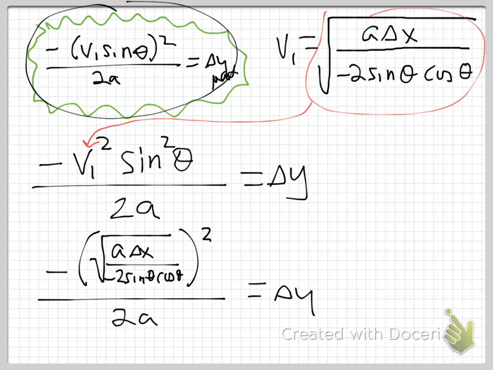What happens to the sine theta? What do you mean? Negative vi squared sine squared theta. Oh gosh, I forgot it. I'm sorry. You got to keep me on my toes every second. There, sorry. Okay.